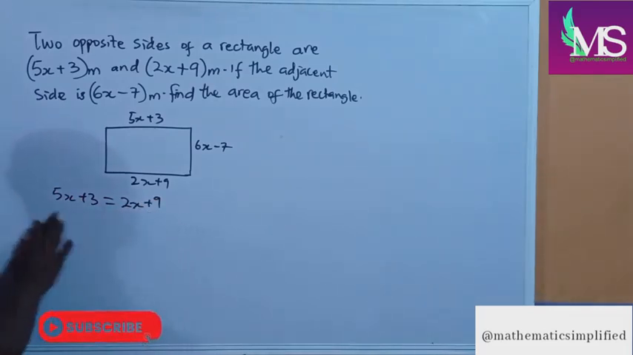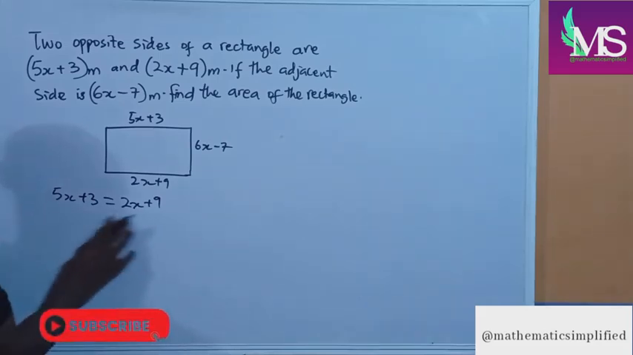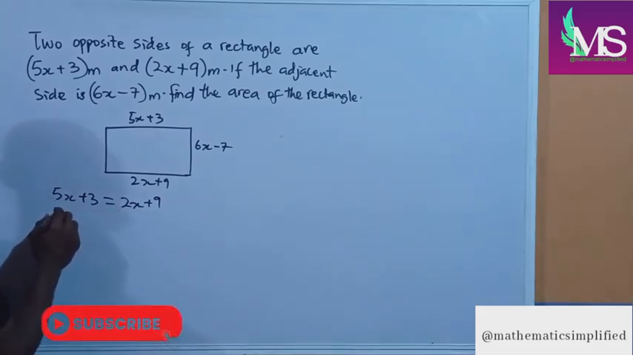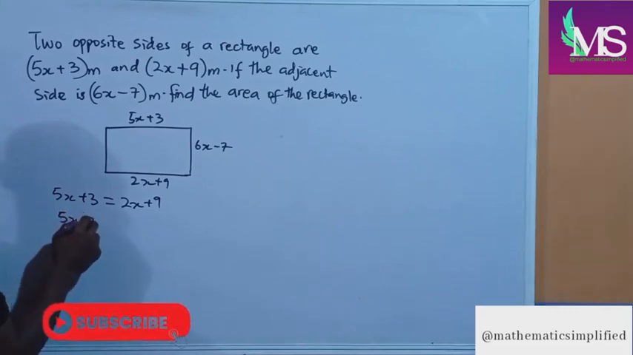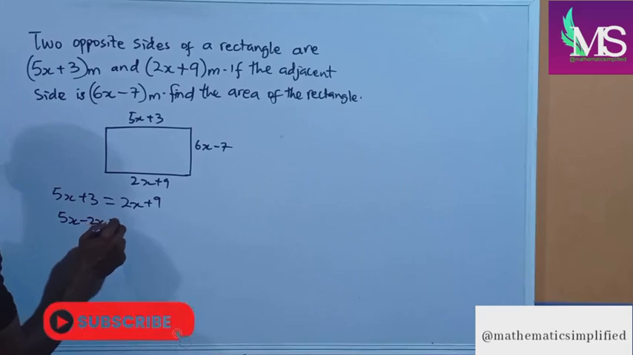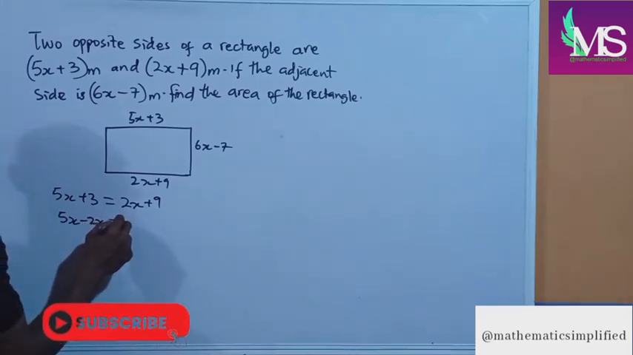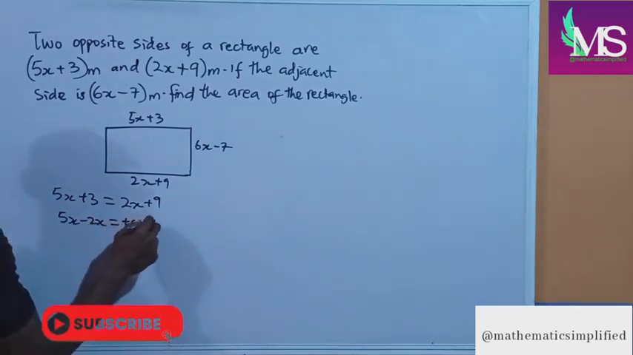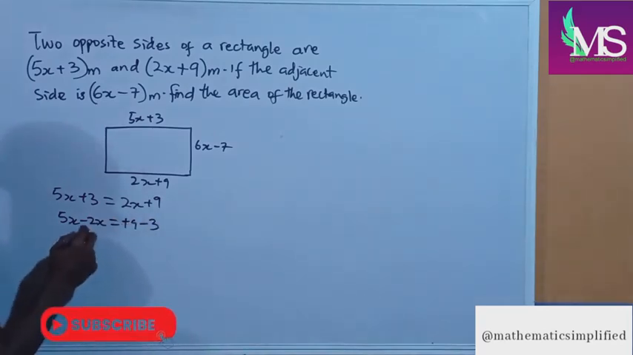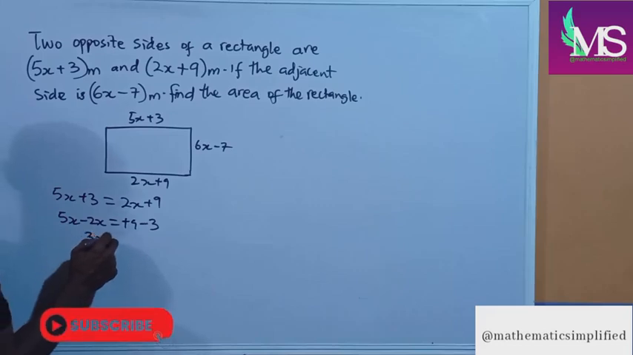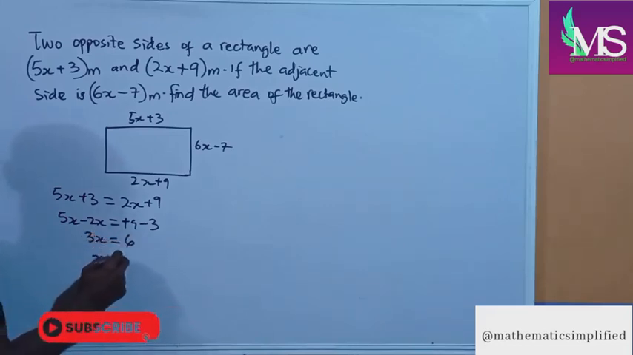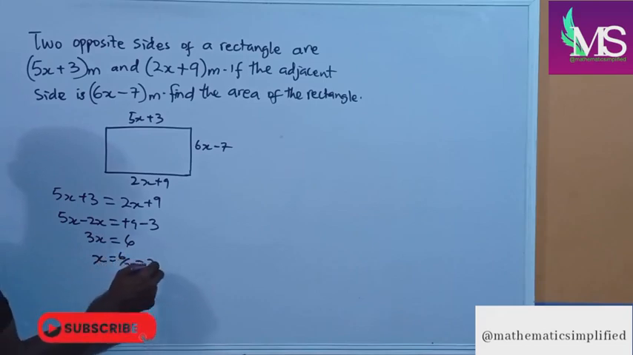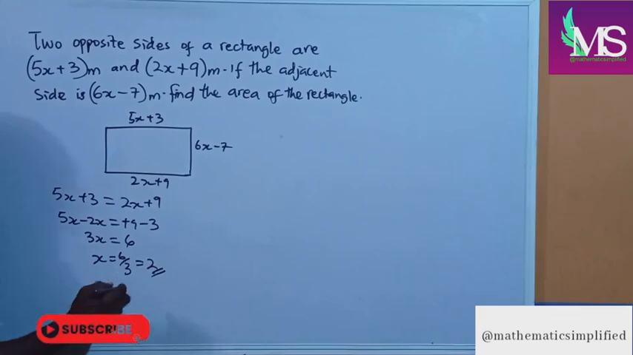Now, if we equate it, let's solve for x. Solving for x here, we have 5x minus 2x equals 9 minus 3. So 5 minus 2 will give us 3x equals 6. Okay, so x equals 6 over 3, which will give us 2. So the value of x is 2.